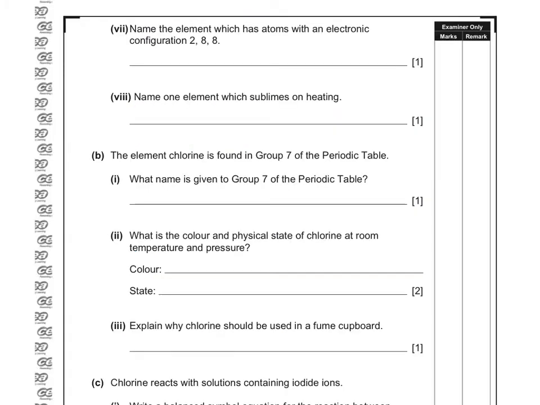The element of the electronic configuration 2,8,8, well, that adds up to 18. That's going to be the same as the atomic number, the number of protons, which is argon. It has an atomic number of 18. One element which sublimes, that's going to be iodine. You need to know that iodine and carbon dioxide sublime. Of course, carbon dioxide isn't an element, so it has to be iodine. On to part B.